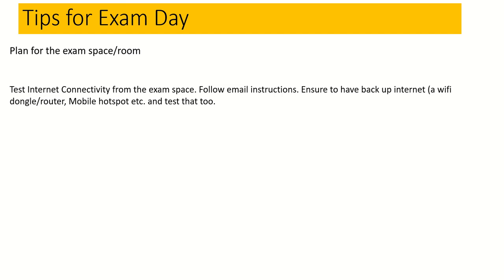Then test your internet connectivity from the exam space. So let's say you have chosen your study room or your bedroom or even your living room for that matter. I had taken the exam from the living room because I felt that was the best room for me in terms of the internet connectivity and the silence that I needed there, right? So test your internet connectivity from the exam space. And when I say test your internet connectivity, make sure you also have your backup internets. So if you have a wired broadband as your main internet, you also should have a Wi-Fi dongle router or maybe even your mobile hotspot as a backup, and make sure you test all of those well in advance.